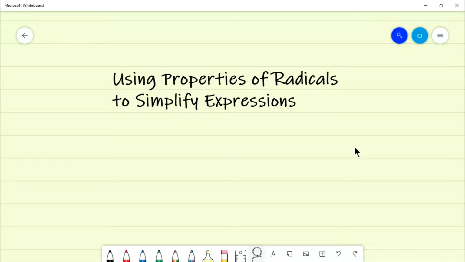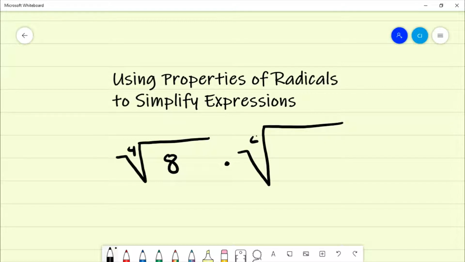In this video, we're going to be talking about how to use some properties of radicals to simplify mathematical expressions. And we're going to be looking at an example that looks something like this. We're going to have the fourth root of 8 times the fourth root of 8.